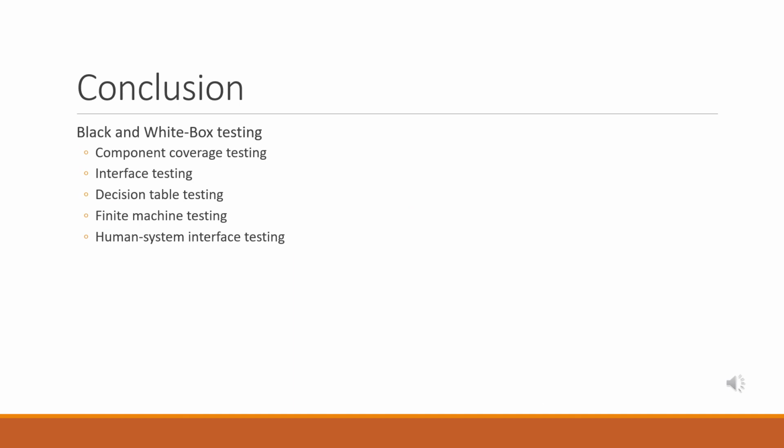Overall, we covered white box testing, which focuses on the internal or structural view of systems, and black box testing, which focuses on the functional or external view of the item being tested. And we covered the testing components of black and white box testing, which are component coverage testing, interface testing, decision table testing, finite state machine testing, and human system interface testing. In addition, we included examples that included projects from class so that students can relate the information to a system they know to gather full understanding of the testing methods.